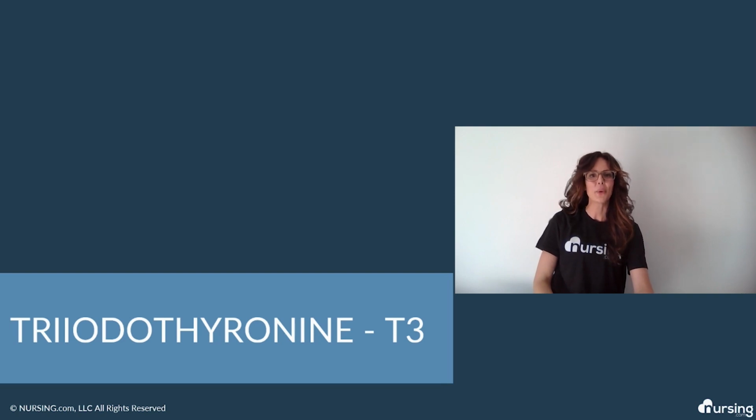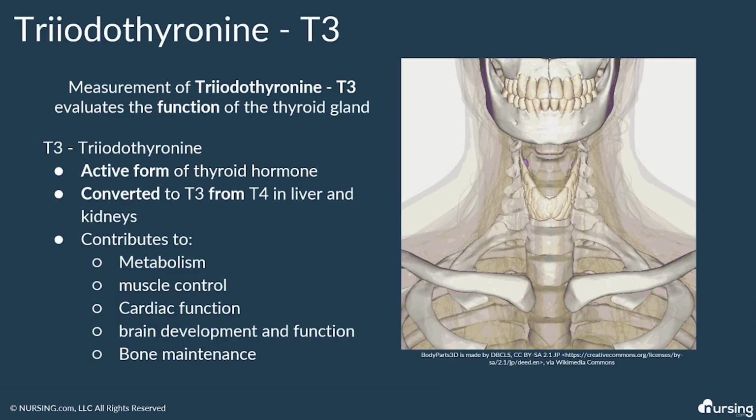In this lesson, we're going to talk about T3, the thyroid hormone. It's also called triiodothyronine. We'll talk about normal values, increased values, and decreased values. You know we're going to be talking about hyper and hypothyroidism, don't you? Let's get started. A lab to measure triiodothyronine, or T3, is to evaluate the function of the thyroid gland.